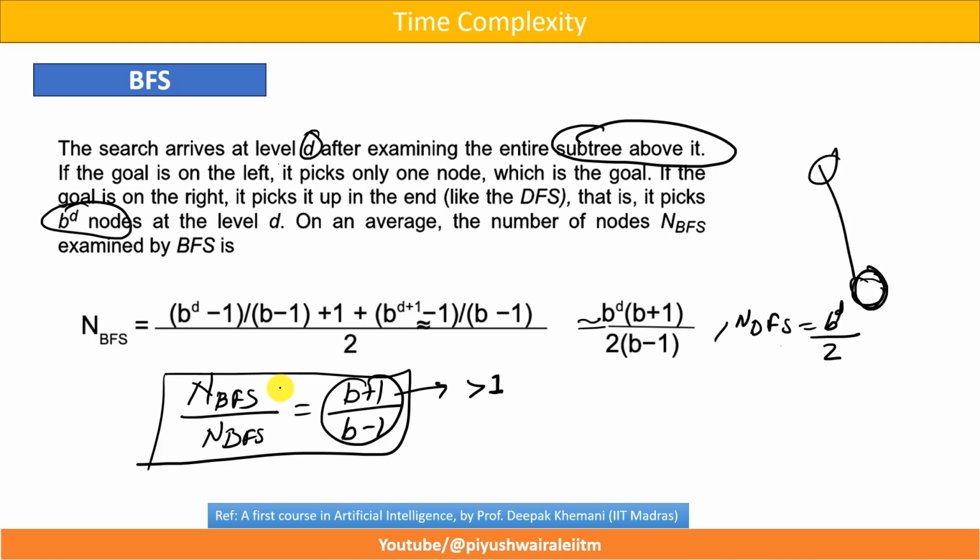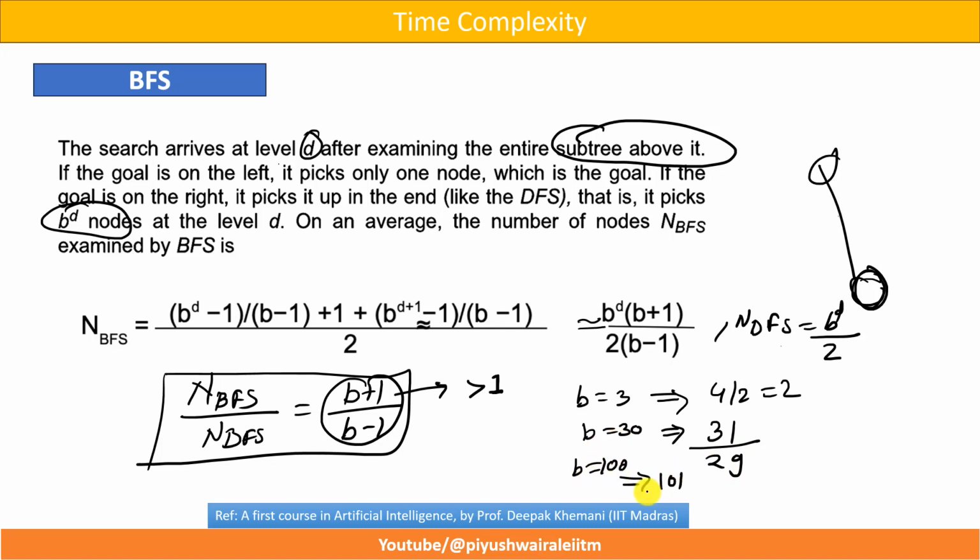Now suppose we keep increasing the branching factor. For b equals 3, this ratio becomes 4 by 2, that is 2. If you increase b to 30, that is 31 by 29. Suppose b equals 100, that is 101 by 99. So here you can see that as we increase the branching factor, the ratio is getting smaller, right?